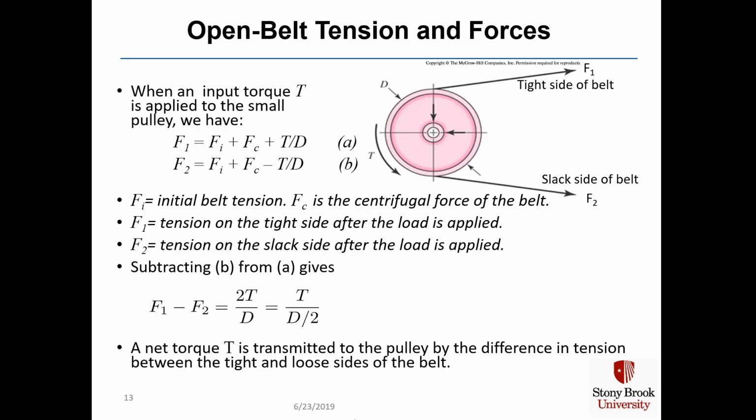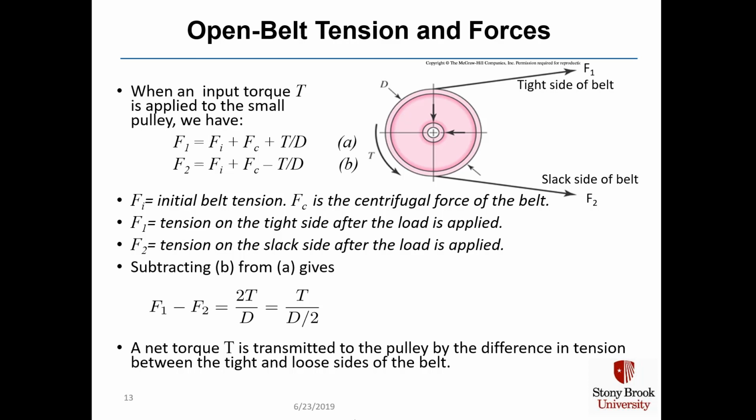When an input torque T is applied to the small pulley, we have that F1 equals Fi plus Fc plus T divided by D, and F2 equals Fi plus Fc minus T divided by D, where Fi is the initial belt tension, F1 is the tension on the tight side after the load is applied, Fc is the centrifugal force of the belt, and F2 is the tension on the slack side after the load is applied.